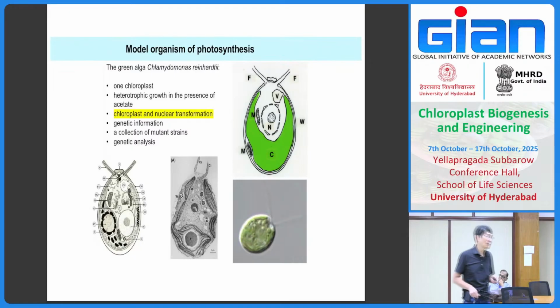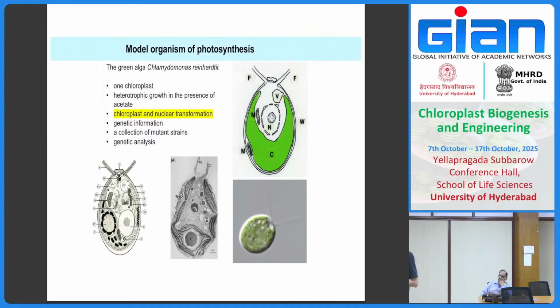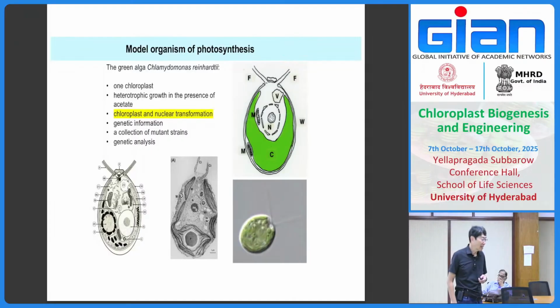So as I already introduced, I'm mainly focused on the chloroplast of the green alga Chlamydomonas reinhardtii, because this organism is amenable to chloroplast transformation. This organism's chloroplast, as well as nuclear and mitochondrial genomes, can be transformed.